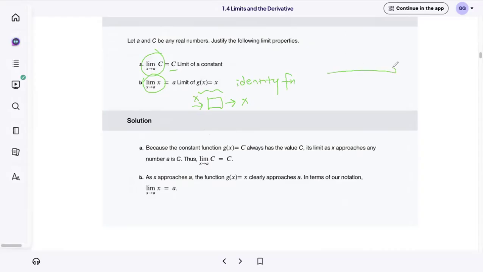What's the graph? The graph is a straight line. It cuts the first and third quadrants in half. So that's the function. That's the identity function. At every point, the x value equals the function value.